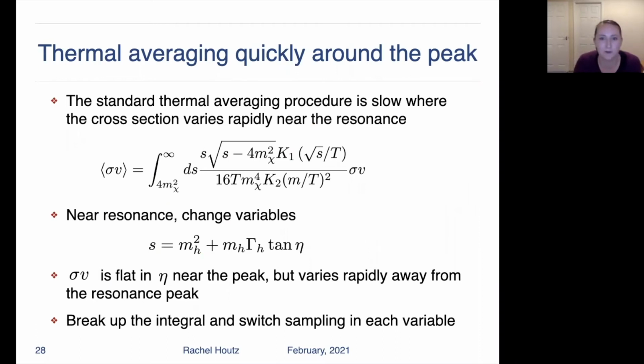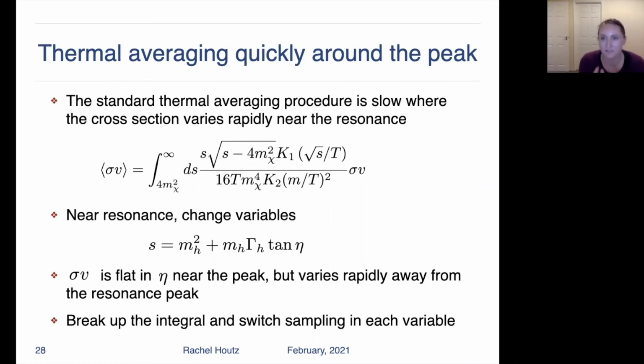Right? So we need to do a quick thermal averaging around the resonance peak. And we're probably not the first people to do this, but we had a lot of trouble doing this quickly. You have this standard procedure that comes from understanding the momentum distribution functions, and then rewriting this as a function of the center of mass energy and temperature, and then you integrate over it and you get a thermally averaged cross section.